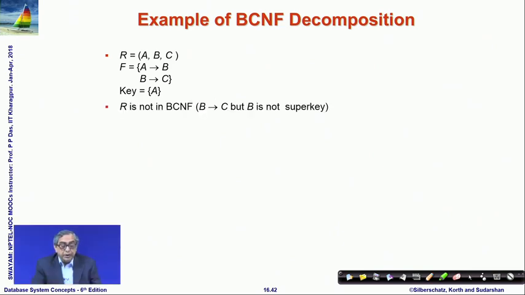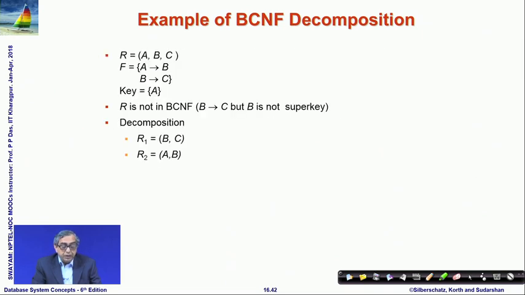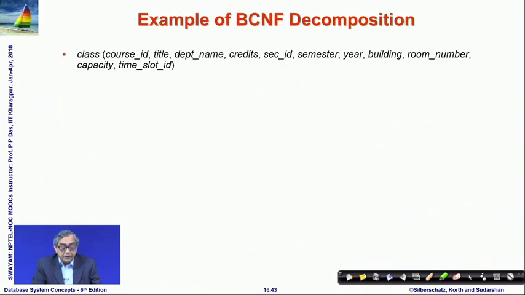Again, I have shown another example here, showing how to decompose into BCNF. You should practice these. That is why I have worked them out in steps here. So, here A determines B, B determines C. Naturally, A is the key. R is not in BCNF because B determining C is a functional dependency where B is not a super key. So, you can decompose them in terms of BC as one relation and AB as another relation.